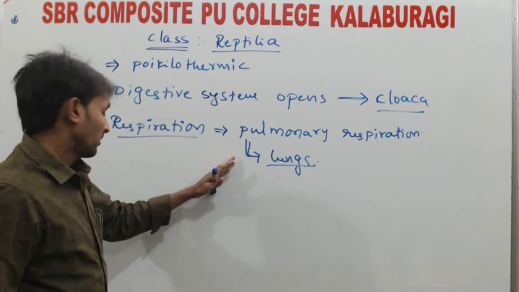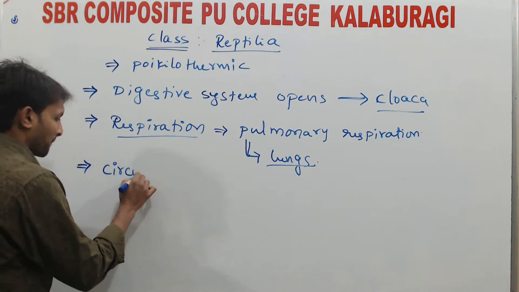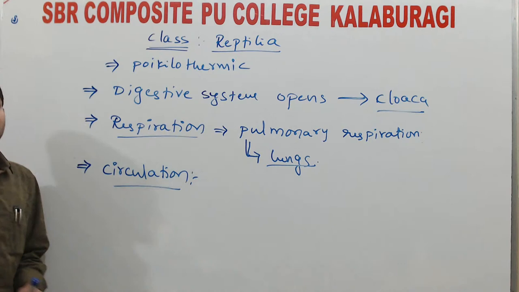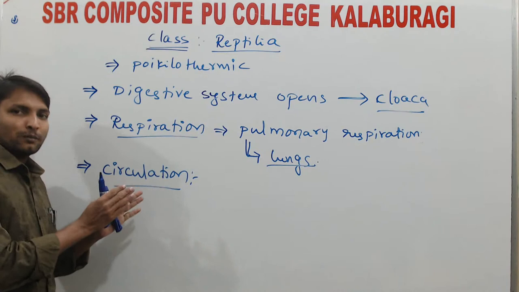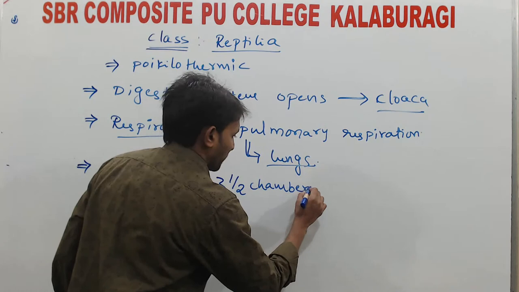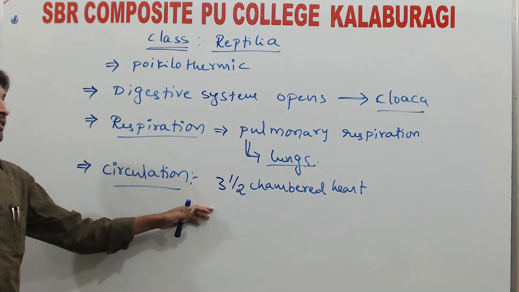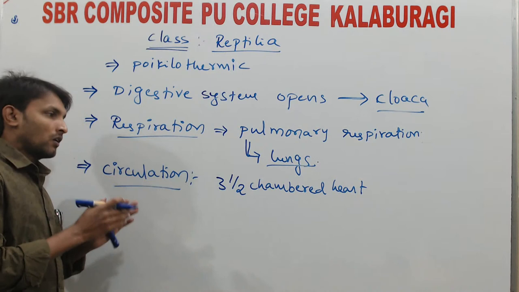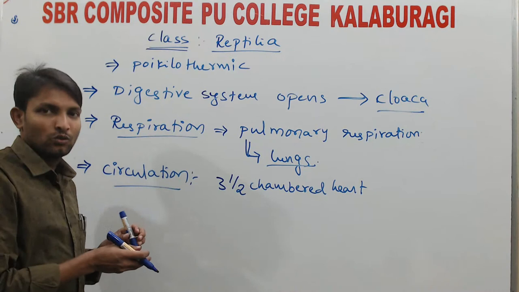Next, circulation. Here in class Reptilia, earlier we saw a 2-chambered heart in fishes and a 3-chambered heart in amphibians. Here, 3.5 chambers you can say. Which means, the upper chambers, the auricles, are well separated. When it is coming to the ventricles, they are not completely separated.